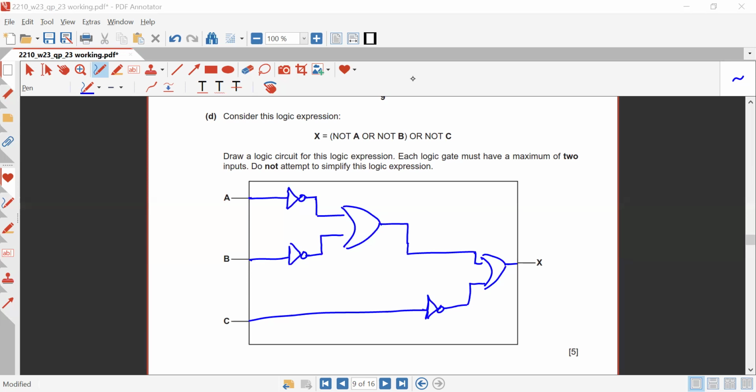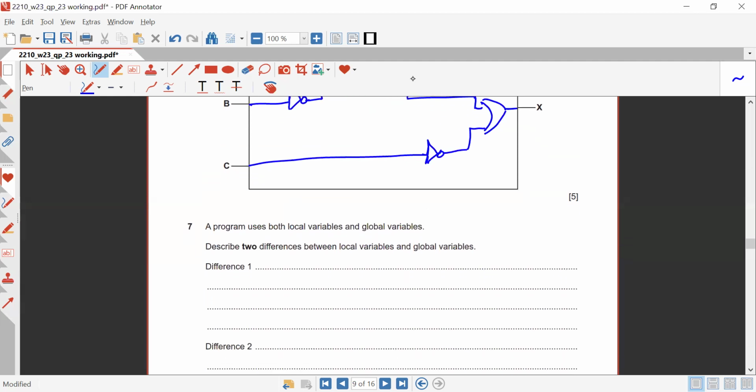Simplifying means NOT A OR NOT B can be simplified further. You will be learning this at A2 level when we do Boolean expressions. At that moment, you can simplify them. So this is known as simplification.